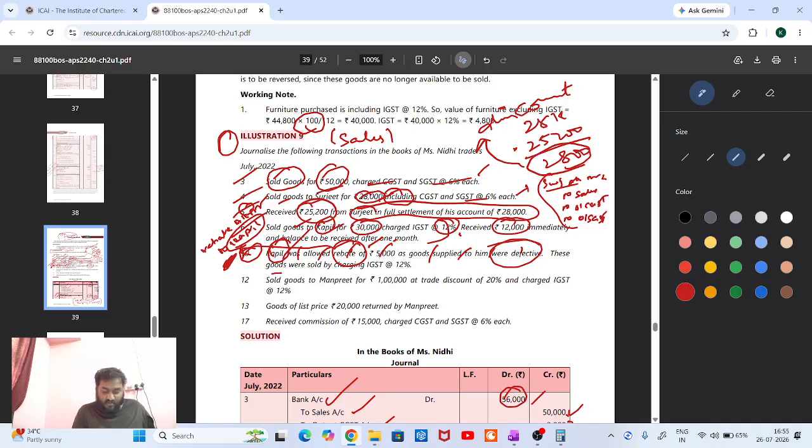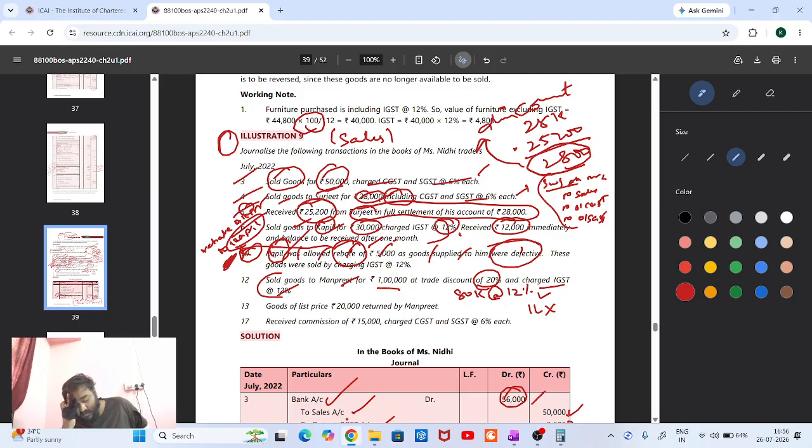Sold goods to Monthly for 1 lakh at a trade discount of 20%, charged IGST. Remember, discount will be on 80, IGST will be on 80%, not 1 lakh. Not 1 lakh. Okay.